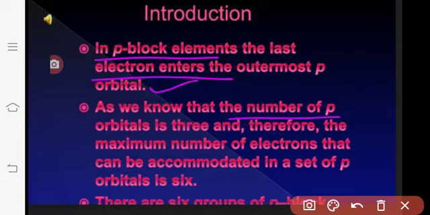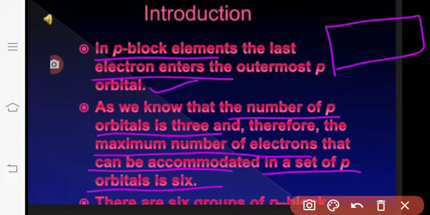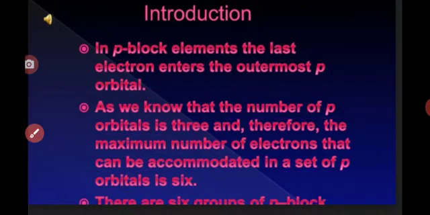The number of p orbitals is 3, and the maximum number of electrons that can be accommodated in a set of p orbitals is 6. This is the p orbital, and here 3 orbitals are present, each having a maximum of 2 electrons. So the total number of electrons is 6.